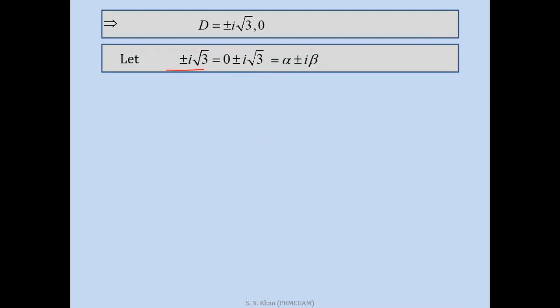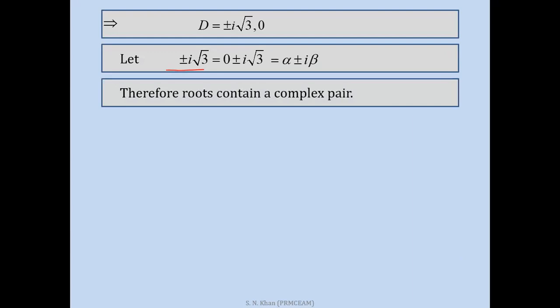ठीक है. So therefore, roots contain a complex pair. Total 3 roots are there: plus i root 3, minus i root 3, and 0. Total 3 roots हैं, तो तीनों में से 2 जो है वो complex हैं. So roots contain a complex pair.